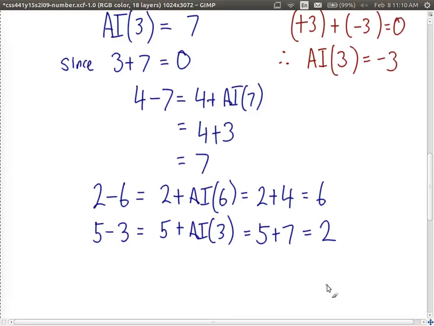Any questions so far? Yep. There are no negative numbers. In the set Z10, mod 10, the answers are always between 0 and 9. So this is the difference between our modular arithmetic and our normal arithmetic. We define that everything is within that set of 0 to 9. So there are no negative numbers.